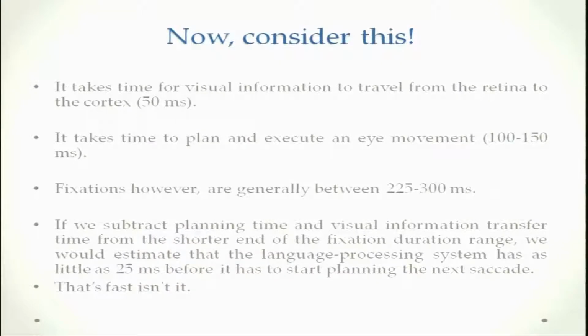Now, I'll give you a bit of trivia here. It takes time for visual information to travel from the retina to the primary visual cortex. If you remember, I talked about the eye-brain lag, and that time is around 50 milliseconds. It takes time to plan and execute an eye movement, which is around 100 to 150 milliseconds. So information is going, it takes 50 milliseconds, and you have to plan the next movement, which will take around 100 to 150 milliseconds.